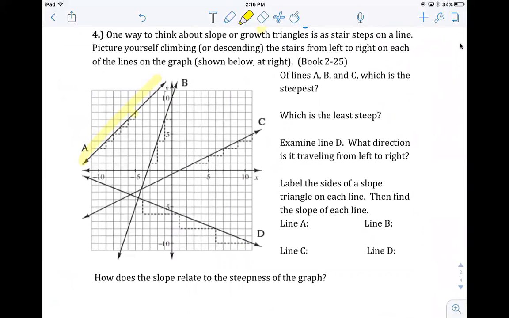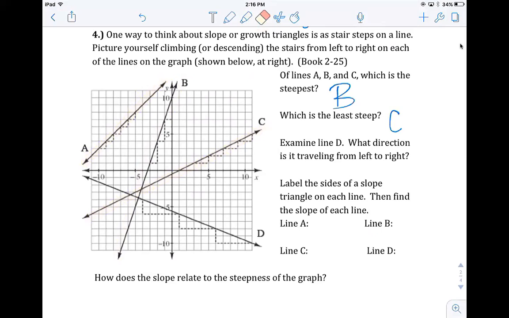So if we take a look at line A, line B, and line C, you will notice that line B is going to be the steepest of the 3. It's almost straight up and down. It would be hard to walk up that hill. And then of A and C, C is the least steep. C is more horizontal than letter A.